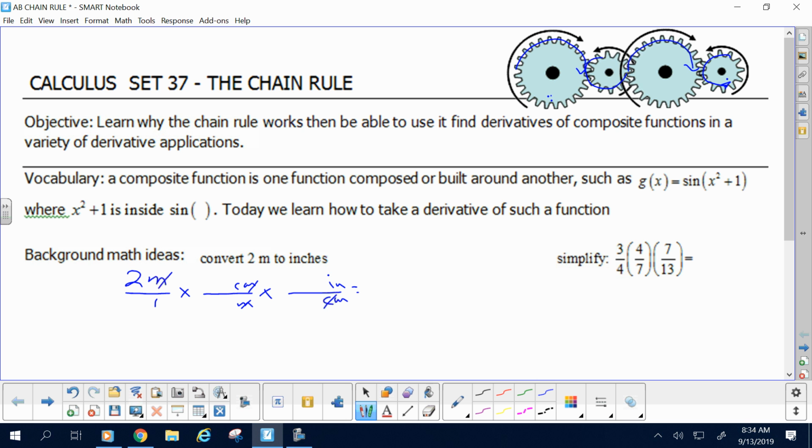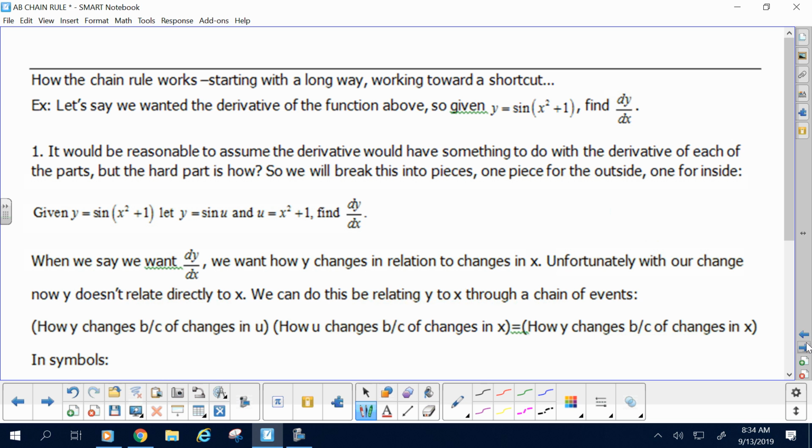Now that said, a fraction is much the same way. This fraction isn't being directly multiplied to that, but they're indirectly related. Now let's talk about how this relates to chain rule and how calculus derivative works.